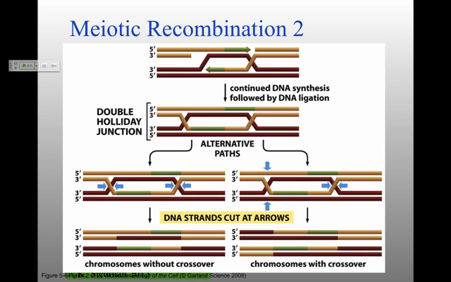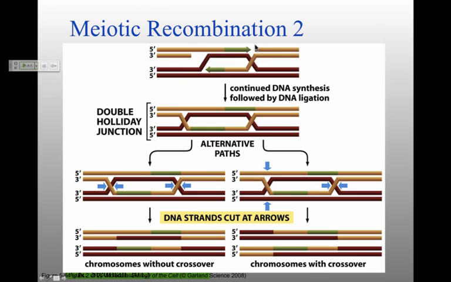Okay, so let's look at this again in a little bit more detail. This is how you can also think about how you can get crossing over versus repair, or also what you call patches. So we have our normal meiotic recombination. You end up with these single-stranded ends. Again, this is the 3' end. It's bound to Rad51.